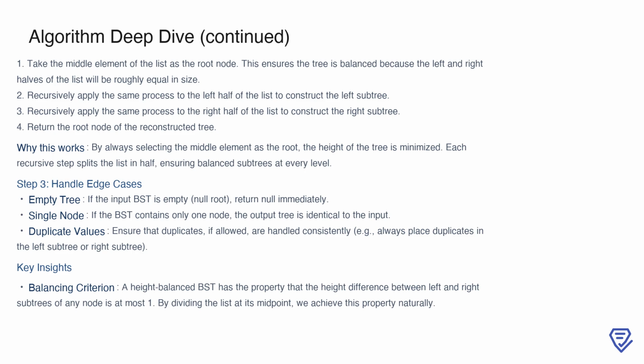If the tree contains duplicate values, we handle them consistently, for example, by placing all duplicates in the left or right subtree. The key insight here is that by dividing the list at its midpoint, we naturally satisfy the balancing criterion. The height difference between the left and right subtrees of any node remains at most 1.